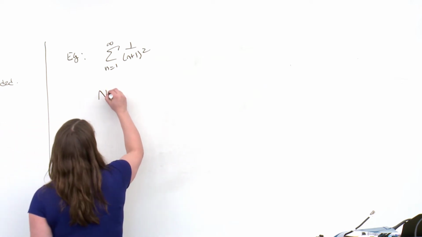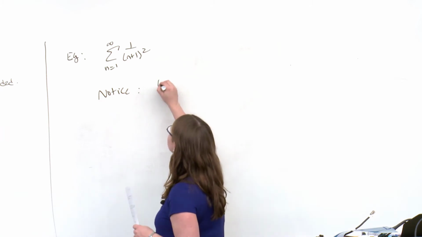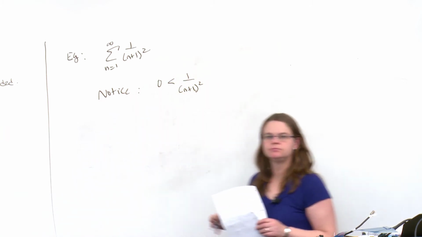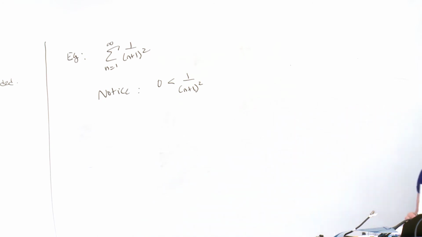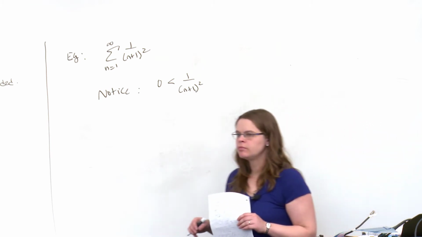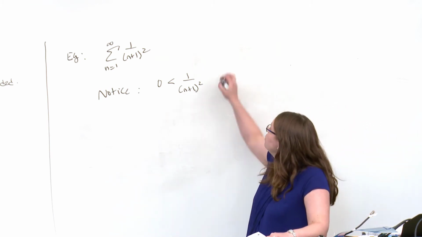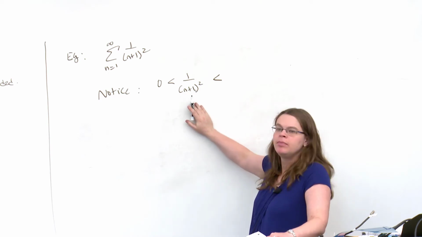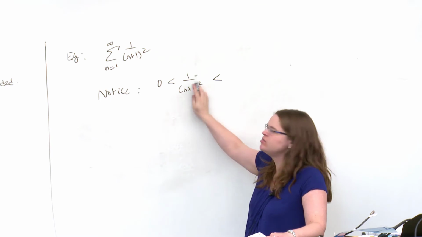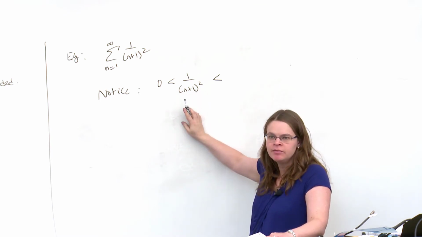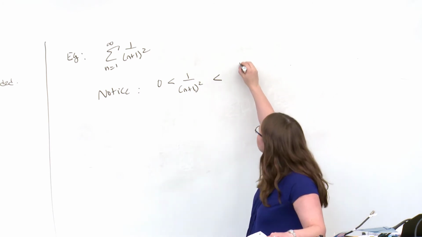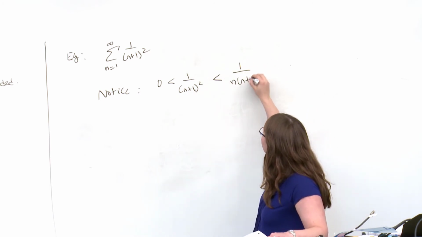So one thing we can notice is that certainly these terms are all positive. I also know that I could make this bigger by making the denominator smaller, right? So if I take one of these n plus 1s and decrease it a little bit, since it's sitting in the denominator, decreasing it a little bit makes the whole thing go up. So this is certainly less than 1 over n plus 1.